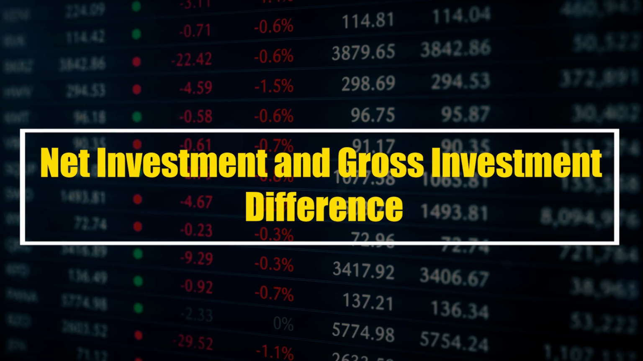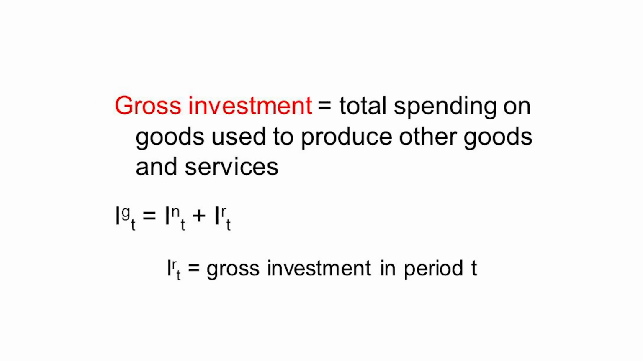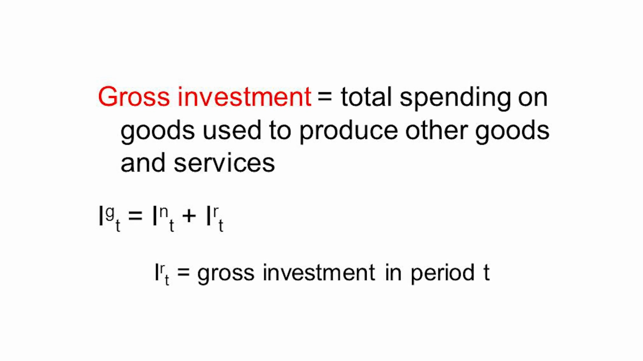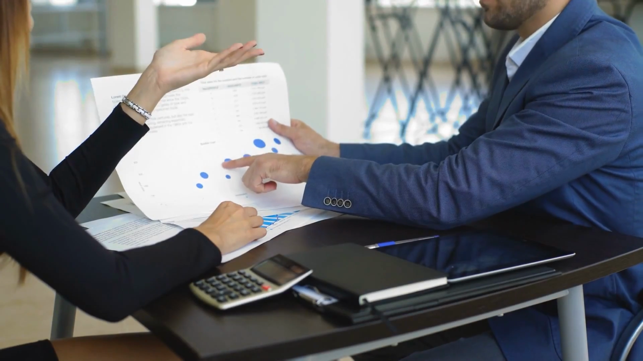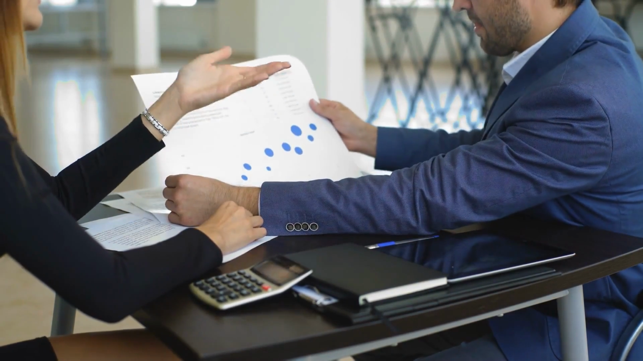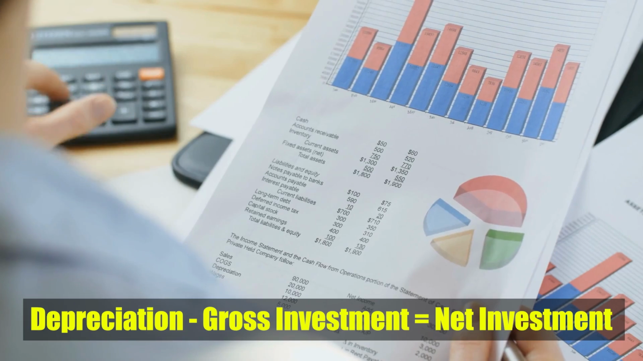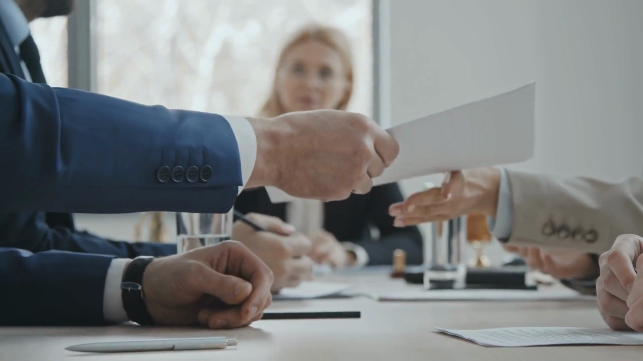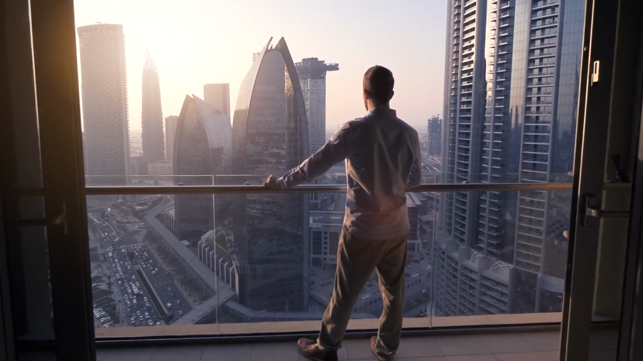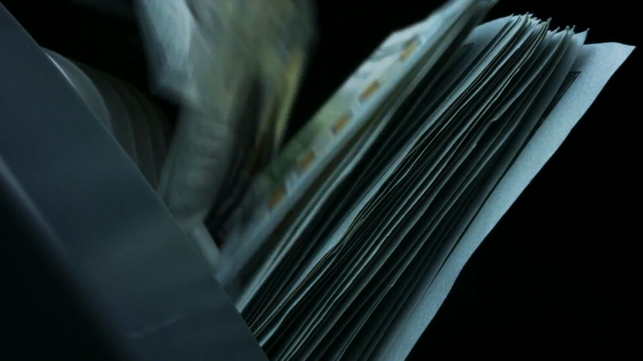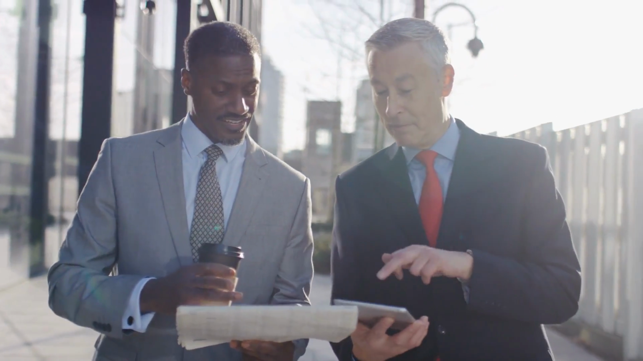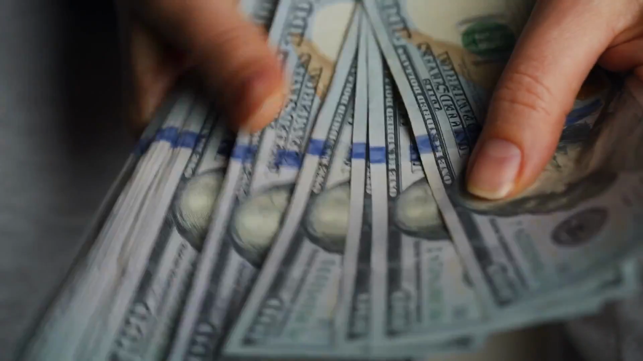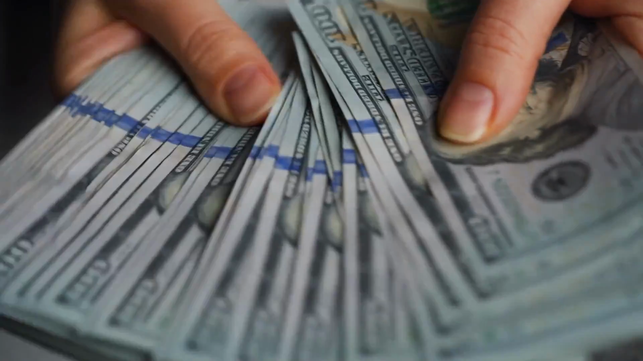Net investment and gross investment difference. The overall expenditure on purchasing capital goods over a certain period of time, excluding depreciation, is referred to as gross investment. On the other hand, net investment takes depreciation into account and is determined by subtracting depreciation from gross investment. The amount spent on purchasing financial assets is referred to as an investment. The goal of investing is to get a decent target return over a set period of time. The target returns could be in the form of an increase in the value of assets or securities, for example. It can also refer to a steady income stream from investments or assets.